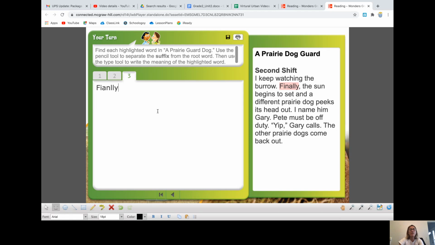All right, so you have the word finally. Oh, if I can spell it right. You have the word finally. Okay, separate the root word from the suffix. What is the suffix? What does that suffix mean? And what does the whole word with the suffix mean? What is the meaning of it?